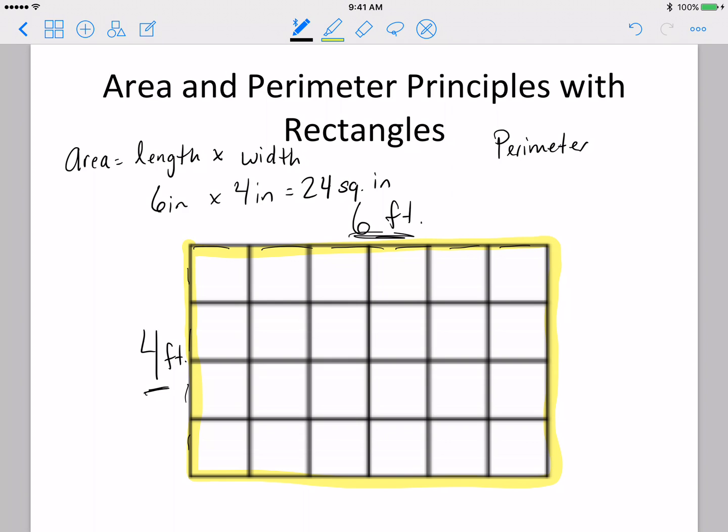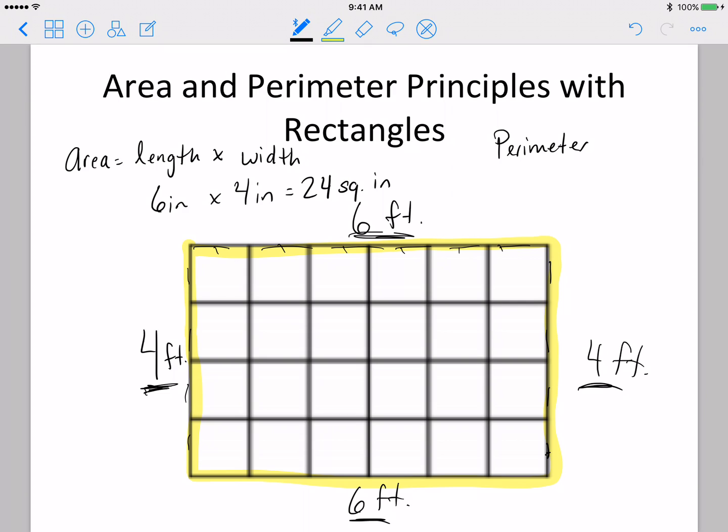But we also need to consider this bottom side down here and this side over here. But since this is a rectangle, we know that rectangles have 2 pairs of equal sides. So if this is 4, we can count here and see that 1, 2, 3, 4. This is going to be 4 feet as well. And if this is 6, 1, 2, 3, 4, 5, 6, and it's a rectangle, we know that this bottom side is going to be 6 feet too.